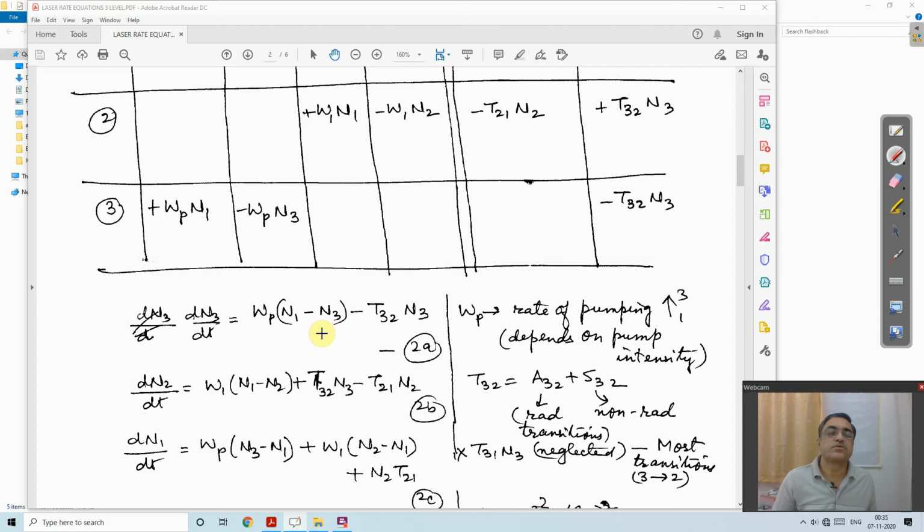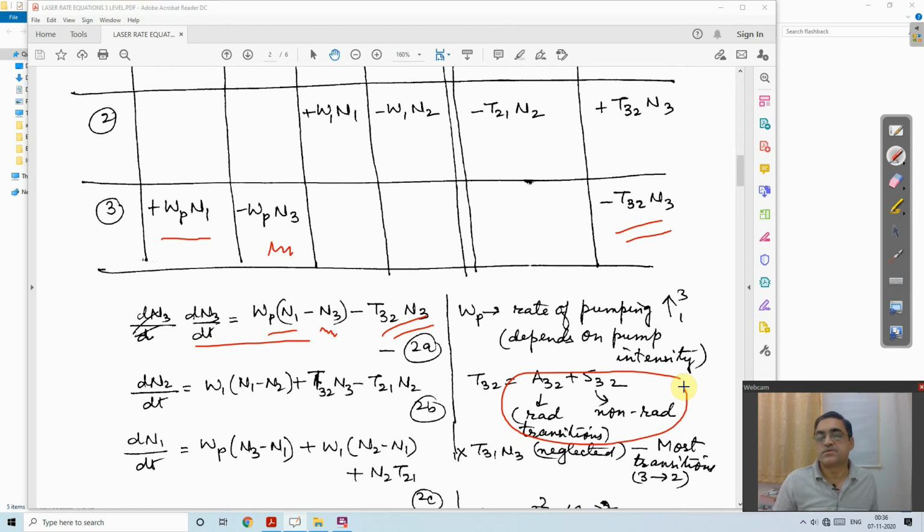And last but not the least, this one: dN3/dt equals Wp N1 minus Wp N3 minus T32 N3. Wp is the rate of pumping from 1 to 3 and T32 is the rate of transitions, radiative as well as non-radiative.